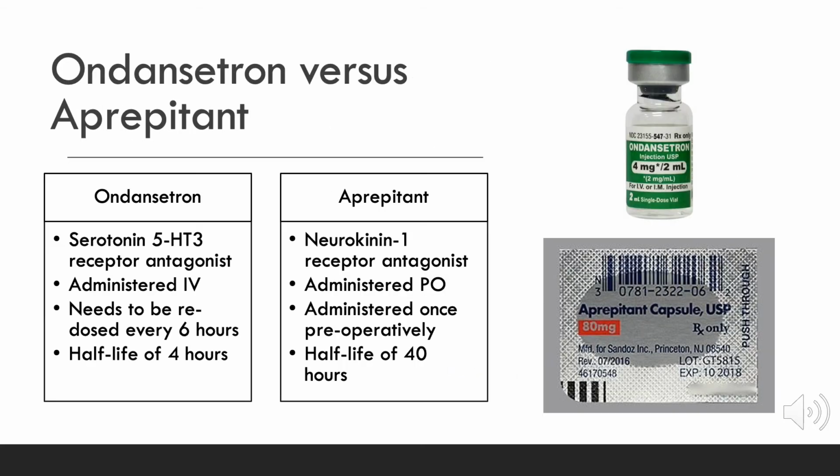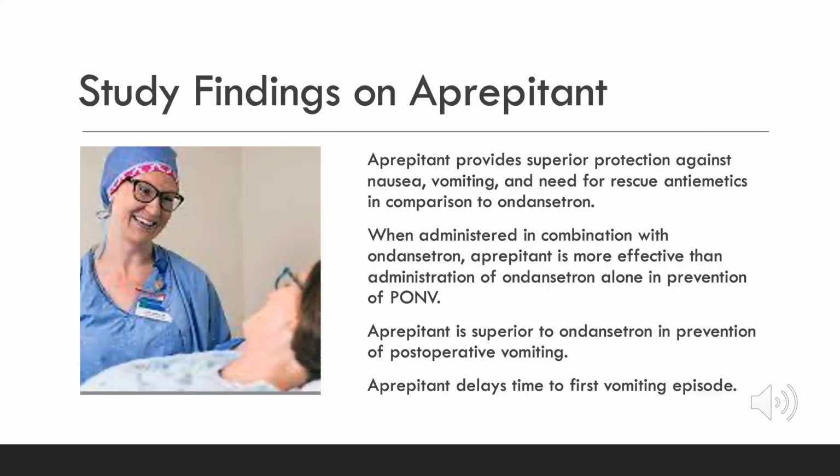Listed here are the differences between the most commonly used antiemetic, Ondansetron, and the less commonly used antiemetic Aprepitant. Ondansetron is a serotonin 5-HT3 receptor antagonist that is administered IV, needs to be redosed every 6 hours, and has a half-life of 4 hours. Aprepitant is a neurokinin 1 receptor antagonist that is administered PO once preoperatively and has a half-life of 40 hours.